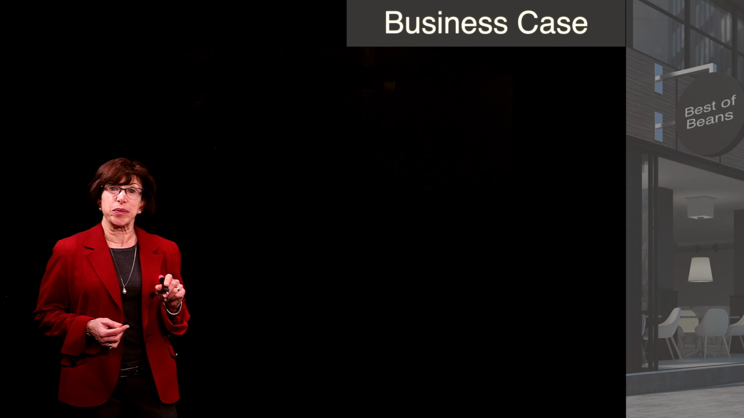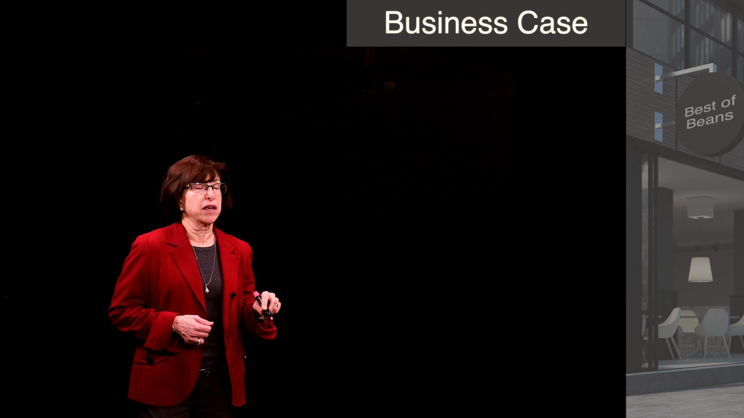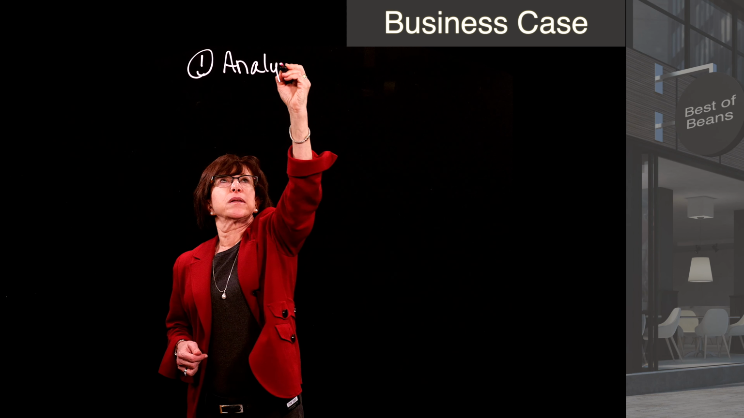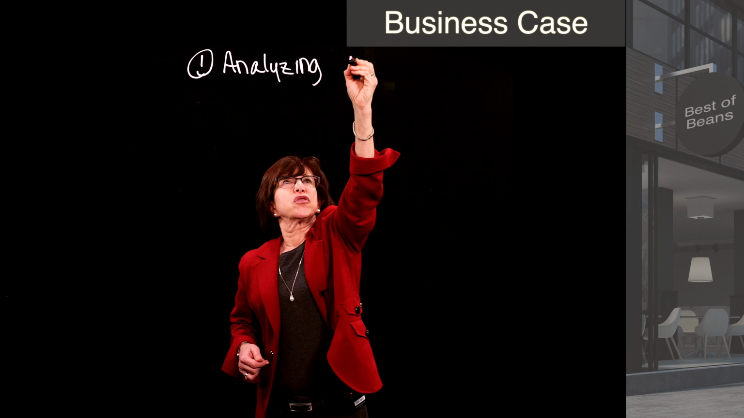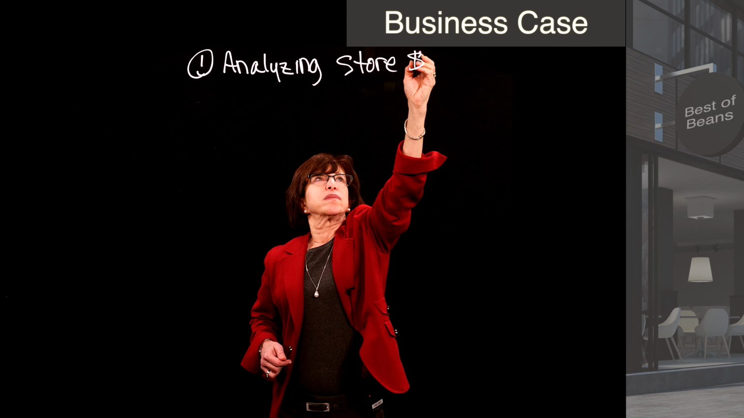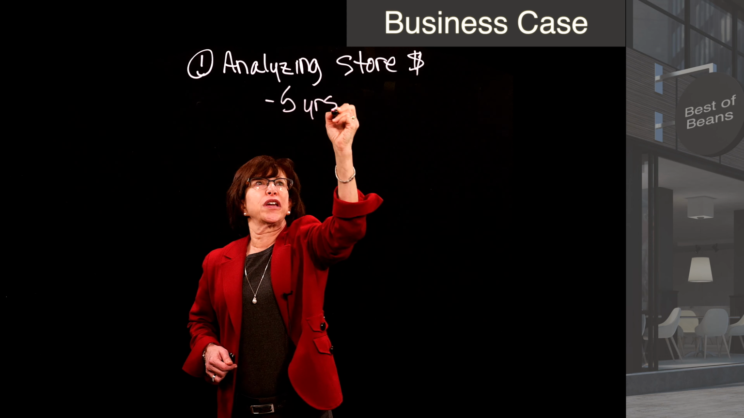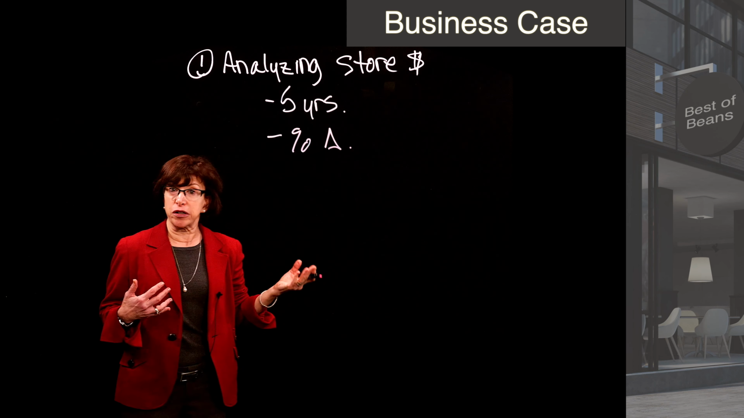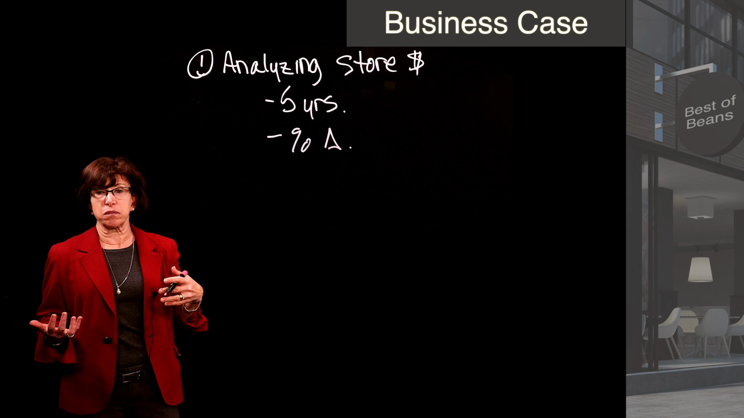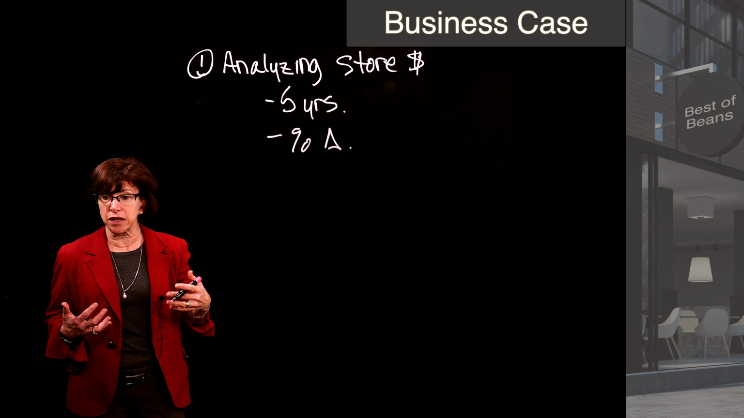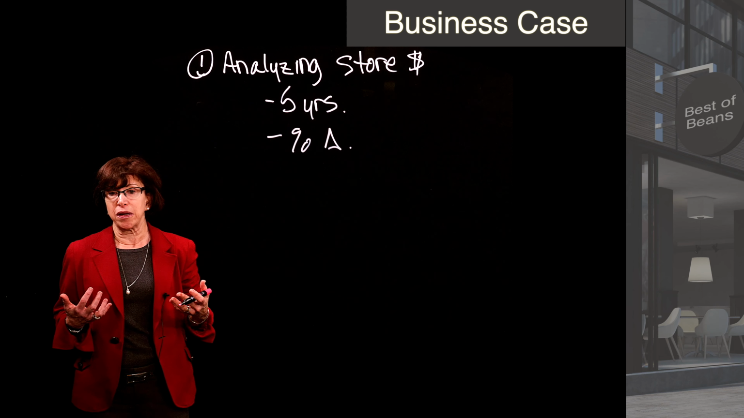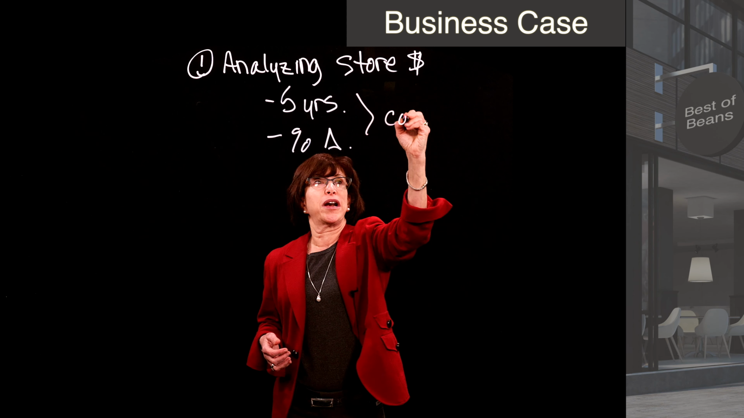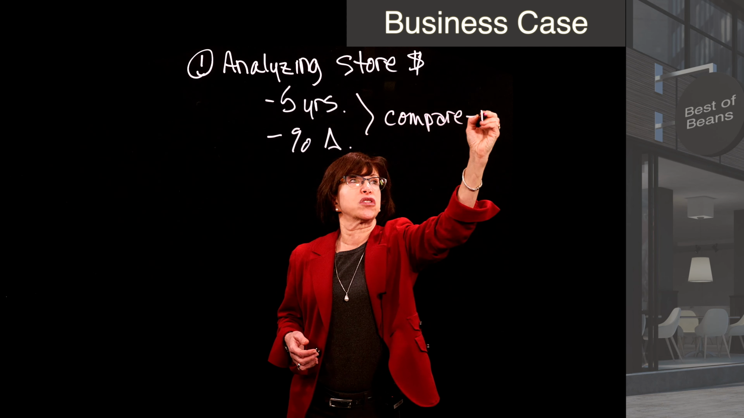So let's talk a little bit about the business case and what you need to think about in this topic. First, your role is you are analyzing store sales for the last 5 years, and I want you to look at a % change in sales from year to year. And think about, is the trend, are the sales increasing? Are the sales decreasing? Is there an off year? Is there a consistency over the 10 stores? I want you to also kind of compare and contrast. Remember, you have 10 stores.